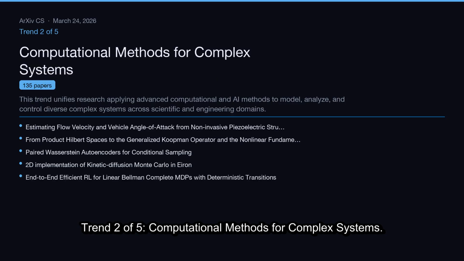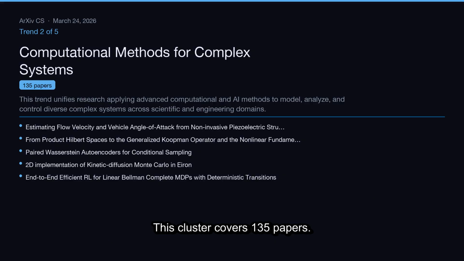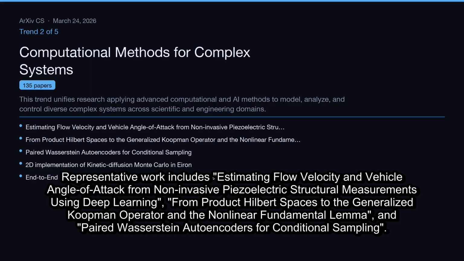Trend 2 of 5, Computational Methods for Complex Systems. This trend unifies research applying advanced computational and AI methods to model, analyze, and control diverse complex systems across scientific and engineering domains. This cluster covers 135 papers. Representative work includes estimating flow velocity and vehicle angle of attack from non-invasive piezoelectric structural measurements using deep learning, from product Hilbert spaces to the generalized Koopman operator and the nonlinear fundamental lemma, and paired Wasserstein autoencoders for conditional sampling.